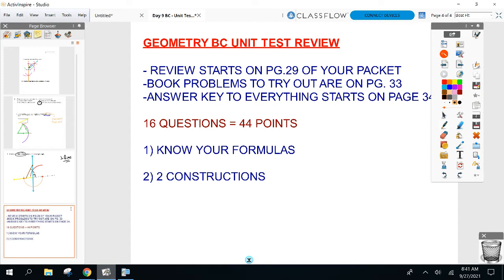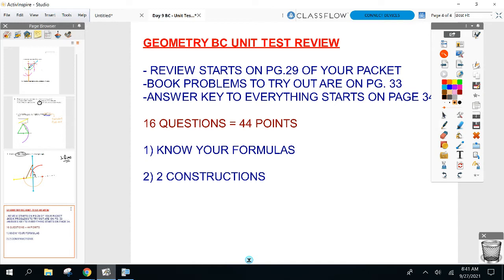This is not a homework assignment. I want to make that clear. I am not checking this. You will come in tomorrow and I will hand you the unit test. I am not checking anything. It's for your own benefit. So if you don't want to do any of it, that's your right. If you want to do all of it, feel free.